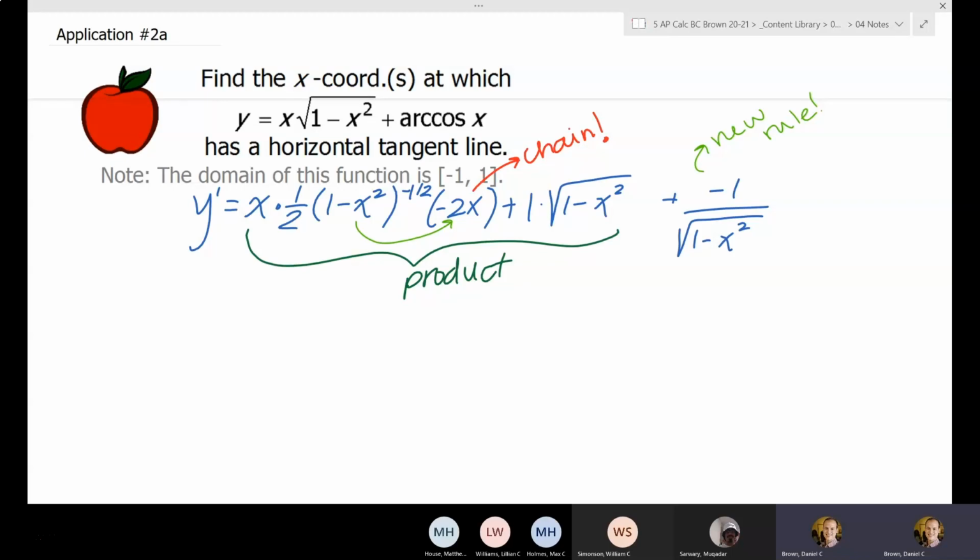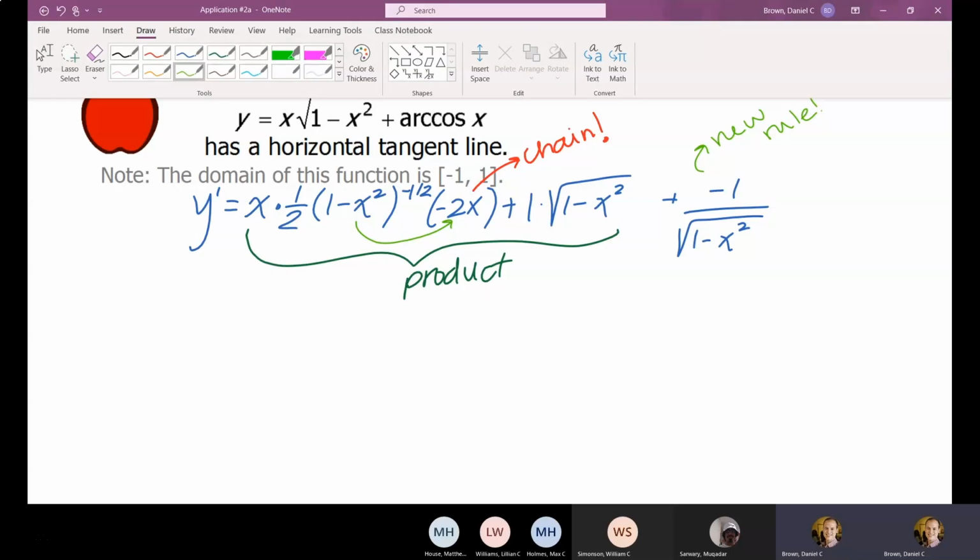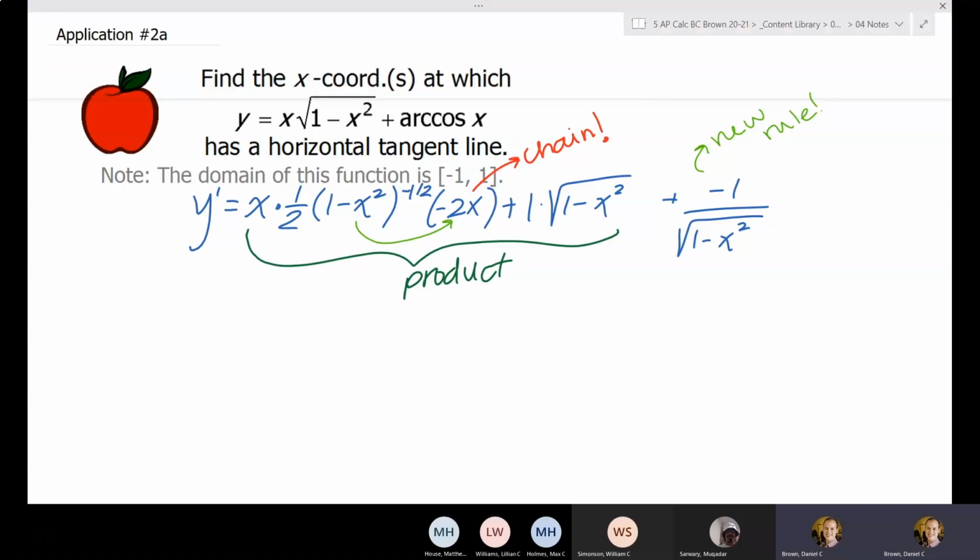So we want to find the horizontal tangent line, so you're going to set that equal to 0. And right now, that is not an equation I would want to solve by any means. But we can simplify it, and it does simplify pretty nicely. Most of the time, they're going to be written so that they do.